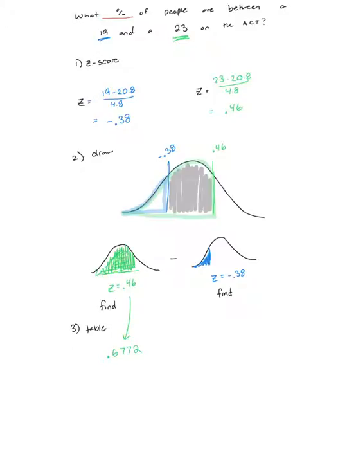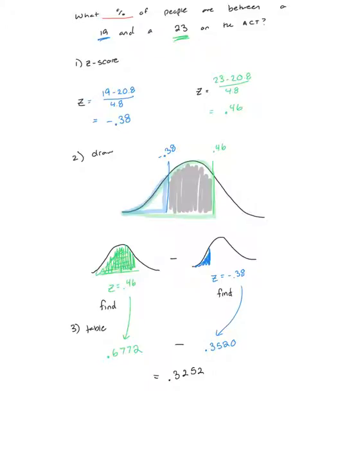That's too much area though, so what I'm going to do is subtract off what I get when I look at z equals negative 0.38 on the table. When I look at that, I'm going to get 0.3520. So this is the blue, this is the green. To get the in between, I'm just going to subtract them. And when I do this, I get 0.3252.